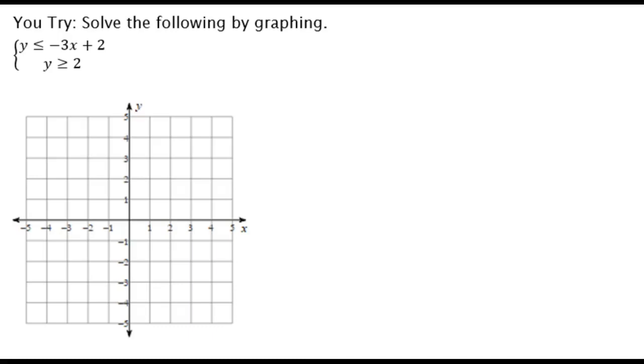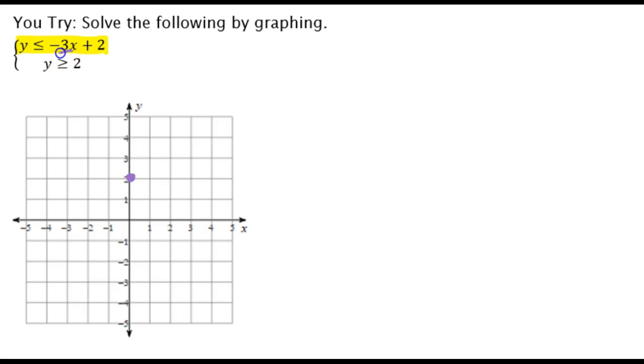Both of these equations are already in slope-intercept form, so I don't have to do any rearranging. The top equation, which I'm highlighting in yellow, is going to be a diagonal line. What I want to do first is graph the y-intercept, which is at 2. And then the slope is -3.